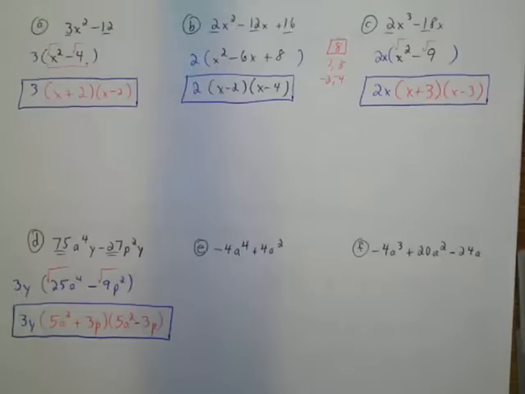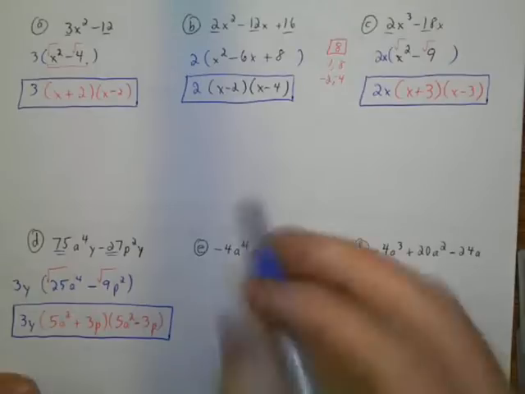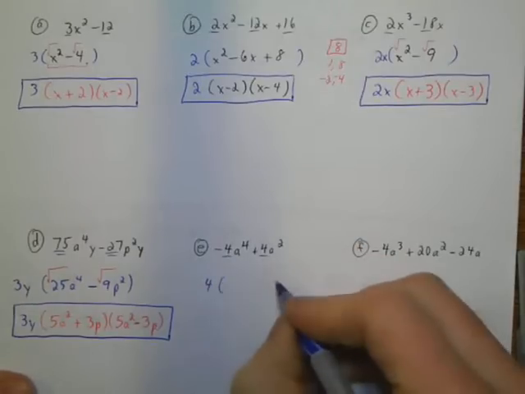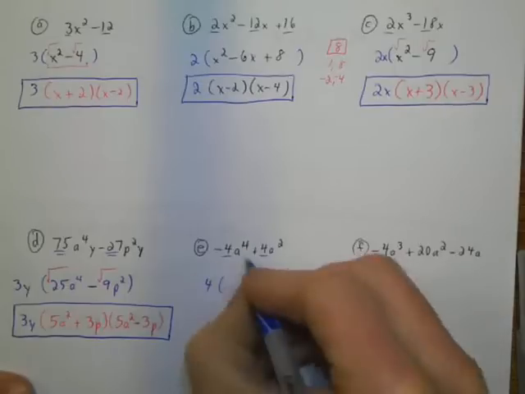Part E, this gets back a little bit easier, so we like that. I see a 4 and a 4, so let's pull out a 4. But also I can pull out an a. So now I have a 4a squared.